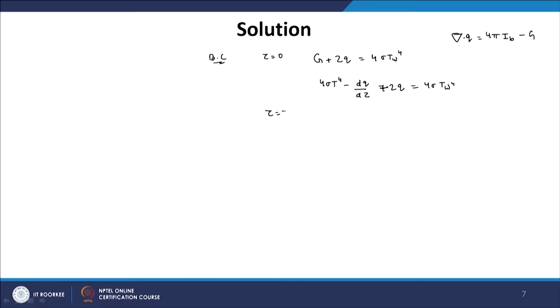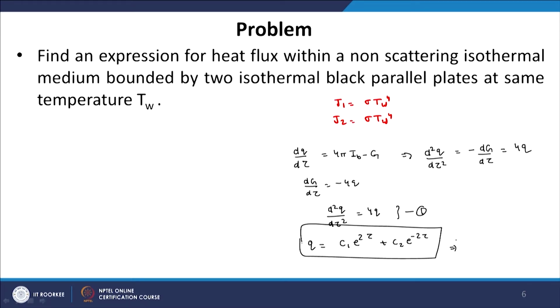Similarly, at tau is equal to tau L, the condition will be 4 sigma T power 4 minus dq by d tau minus 2q is equal to 4 sigma T w power 4. So, now these are the two boundary conditions we have. Okay. So, applying the boundary conditions. So, this was the solution, so we apply the boundary conditions here.